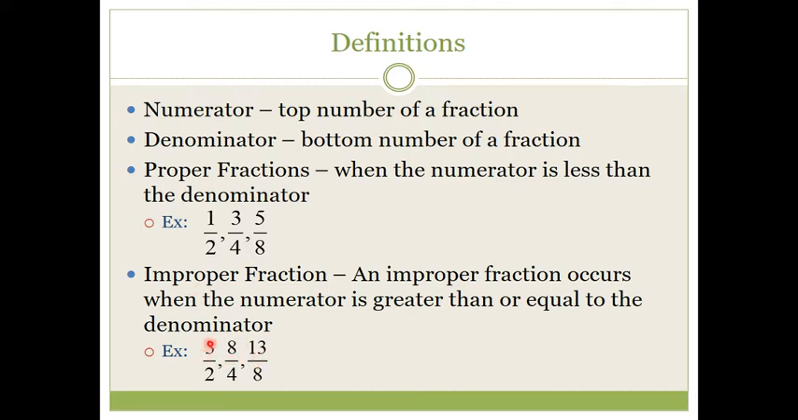So for example, 3 halves, or 8 fourths, or 13 eighths. All of these numbers are larger than 1. If you take out your calculator and divide them, you'll see that 3 halves is equal to 1.5. 8 divided by 4 is equal to 2, and 13 divided by 8 is 1 point something. But an improper fraction will always have it such that the number itself is larger than 1.